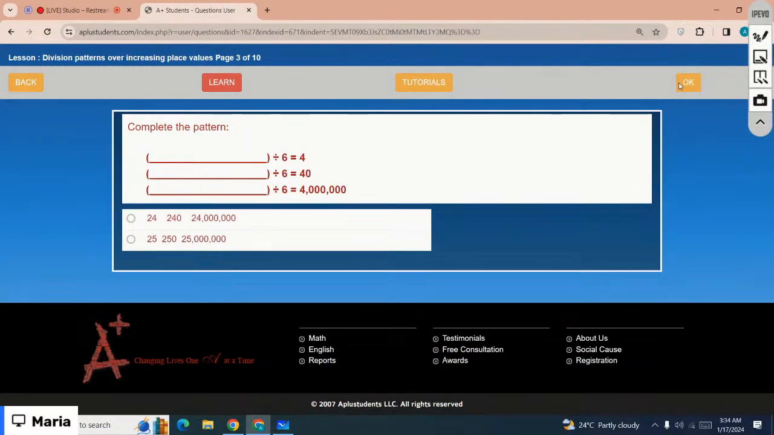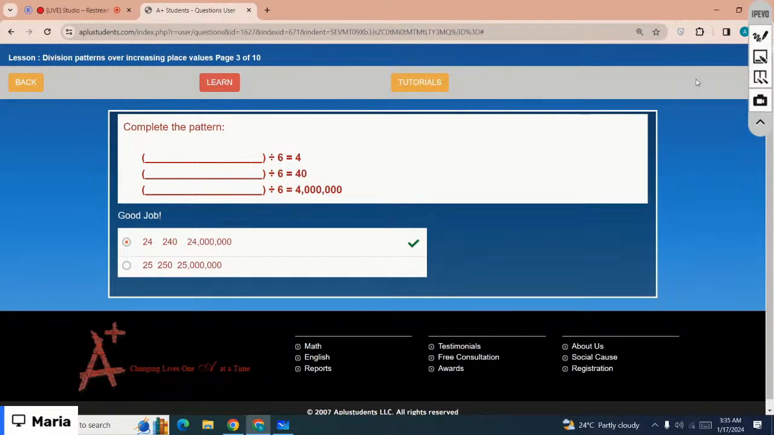Okay, the next one is complete the pattern. Missing number divided by 6 equals 4. Missing number divided by 6 equals 40. Missing number divided by 6 equals 4 million, which is the correct option, option 1 or option 2. What number divided by 6 equals 4? Basically, you can multiply 6 and 4, right? So 6 times 4 is 24. So yes, the correct option is option number 1. You must look at the zeros. Here you have the same number of zeros as the quotient, right? So that is option number 1. Very good.